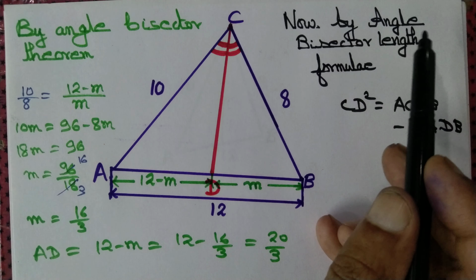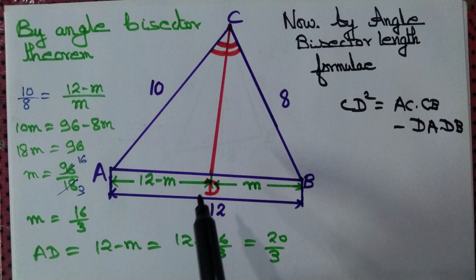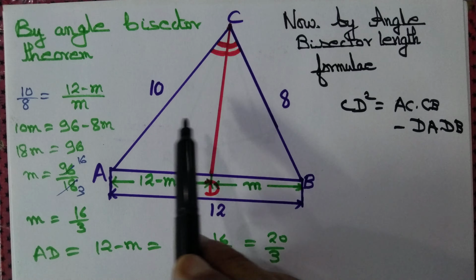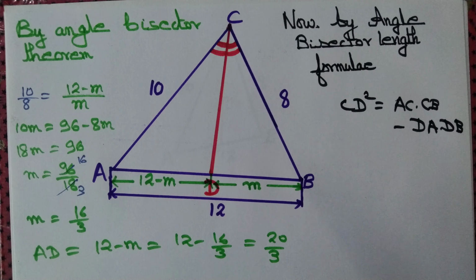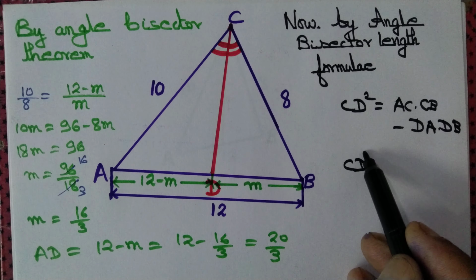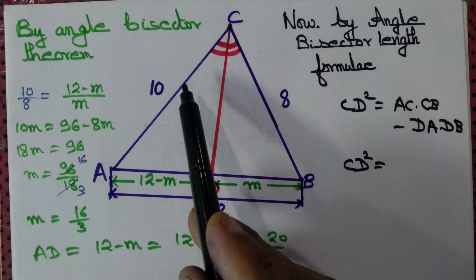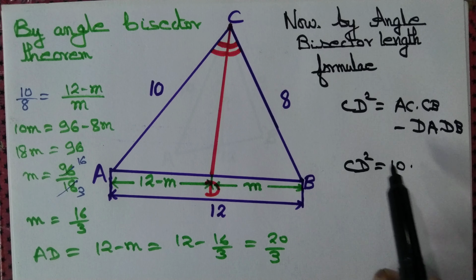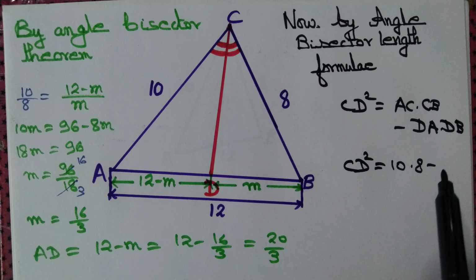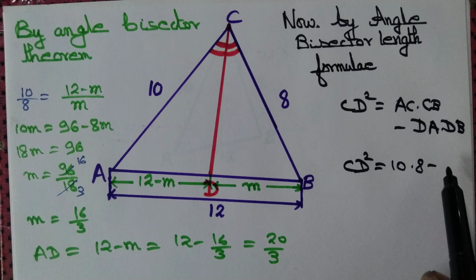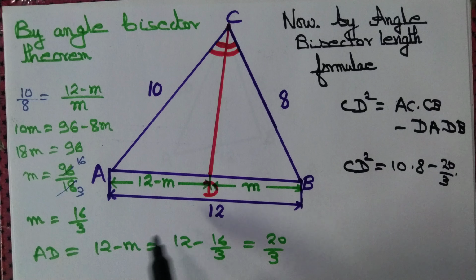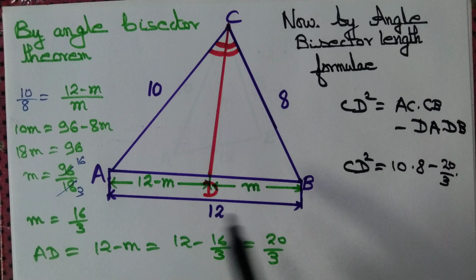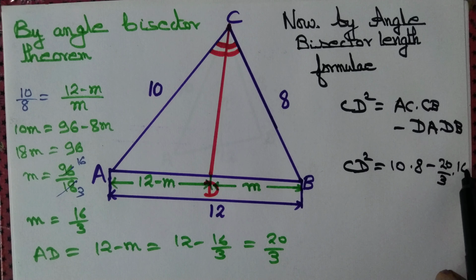Okay, by angle bisector formula, CD square equal to difference of the product of AC with CB and product of AD with DB. Can we solve for CD? Of course. CD square equal to AC measures 10 unit, CB measures 8 unit, DA measures 20 by 3 unit and DB measures 16 by 3 unit.